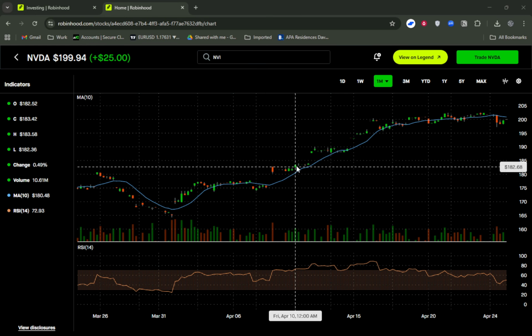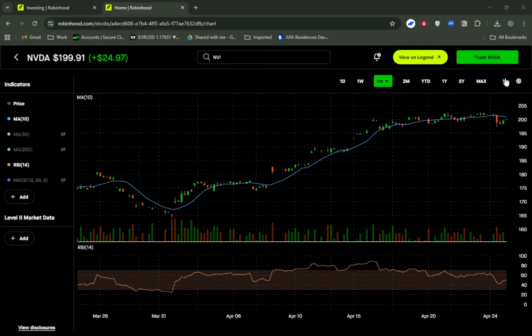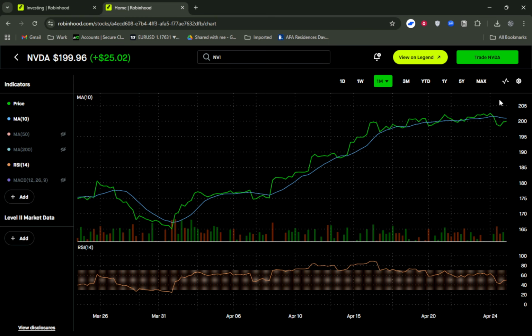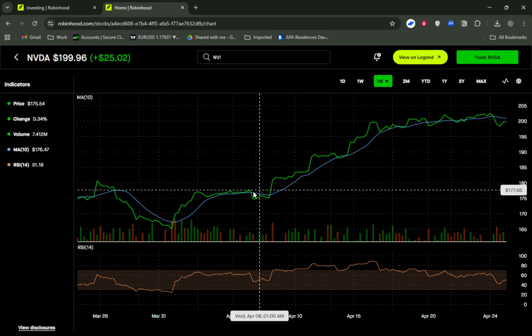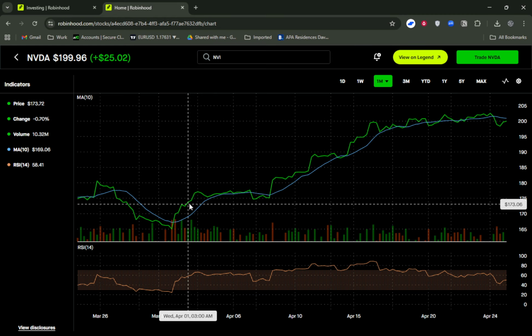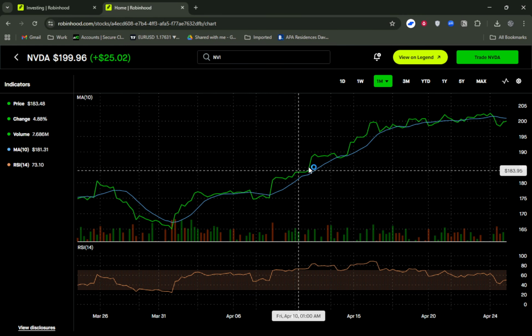First, pick your chart view. Robinhood gives you a simple line chart and a more detailed candlestick chart. The line chart connects closing prices over time. It's great when you just want the big picture. Basically, is the price trending up or down? It keeps things clean, but it hides a lot of detail inside each period.